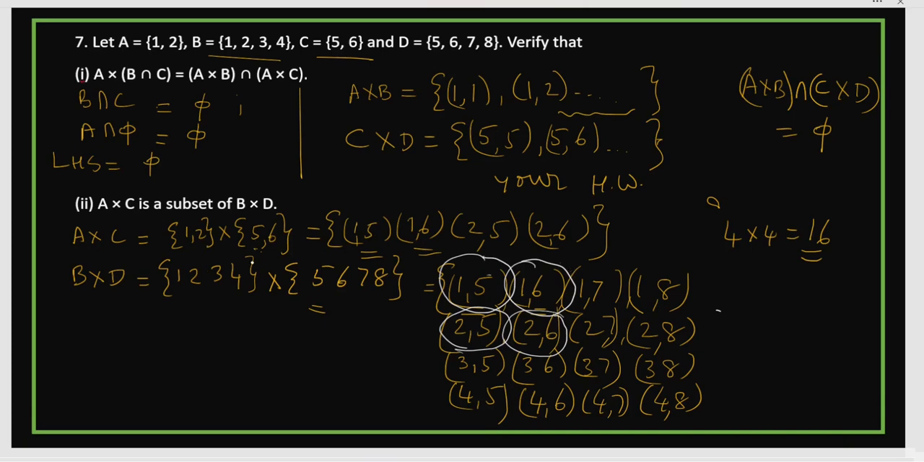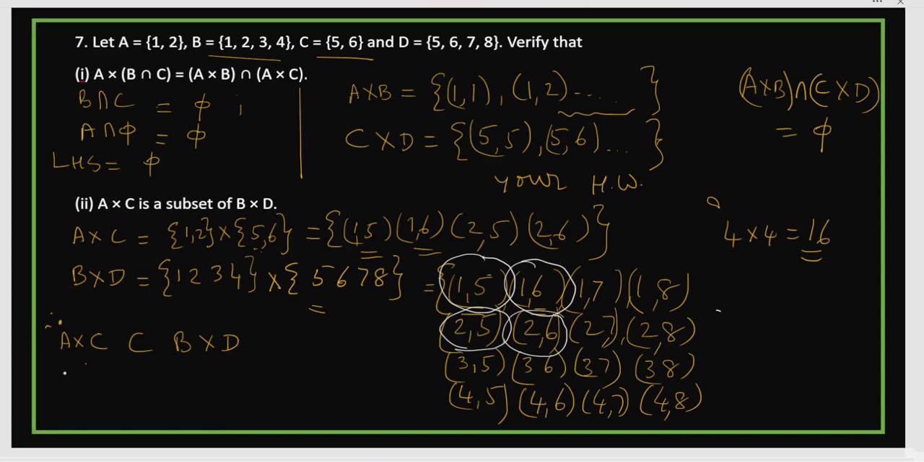Other elements with 3, 4 will not be here. Here there is no 3, 4. 7, 8 is not there. So all these elements will not be part of this. A cross C is definitely these elements. Definitely, A cross C is a subset of B cross D.